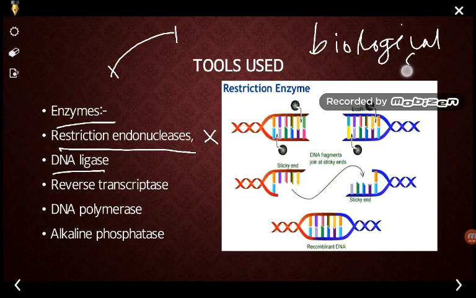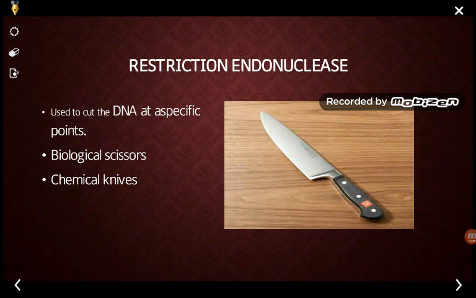Biological scissors or molecular scissors or the chemical scalpels or the chemical knives. So restriction enzymes are said to be the chemical knives or biological scissors, and they are used to cut the DNA at a specific point. हमें जो interested gene है उस साइड को हमें कट करना पड़ेगा, and for this we require the restriction endonuclease.